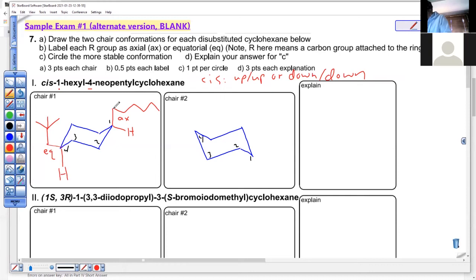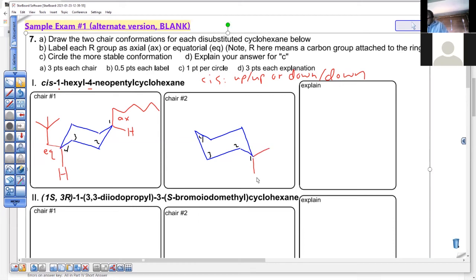Axial first is straight down. Pen is off. And equatorial is slightly up. Parallel. I could have done a little better, huh? Make it more parallel to that and that. Yeah, it is. There you go.